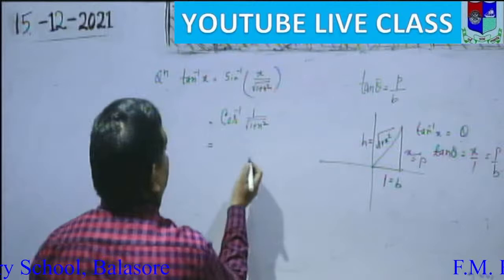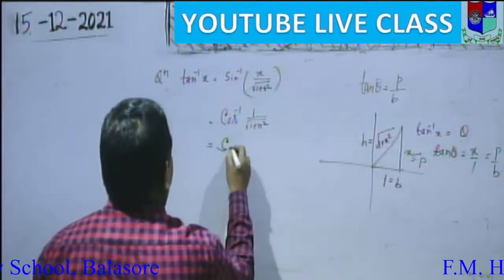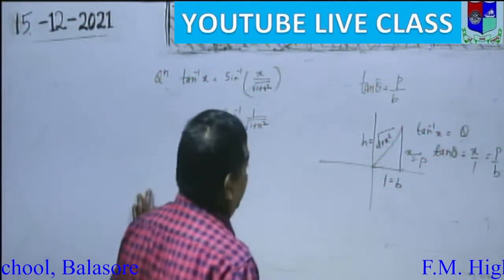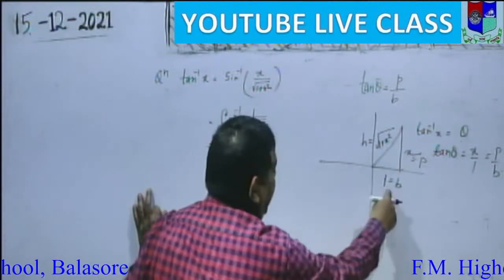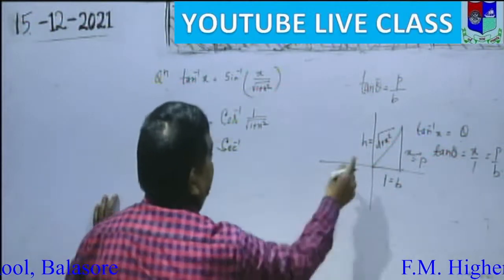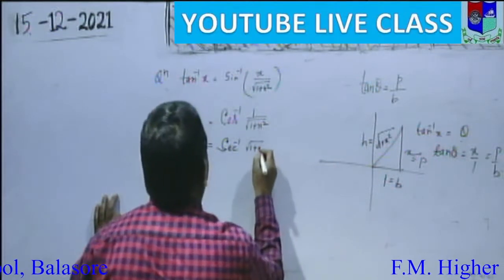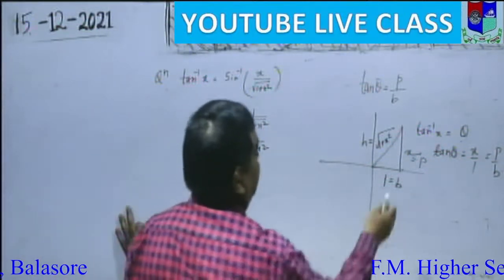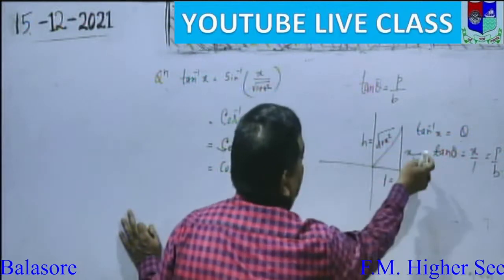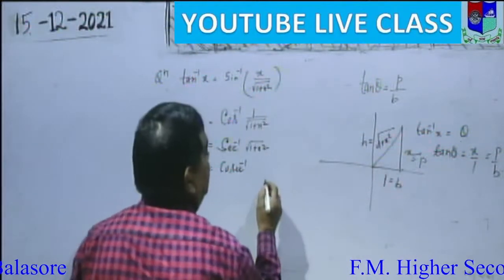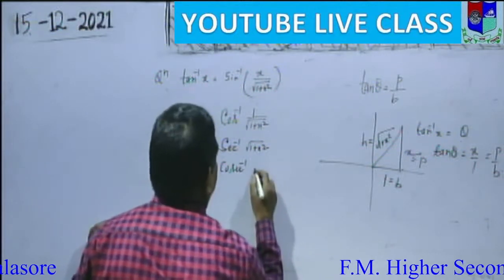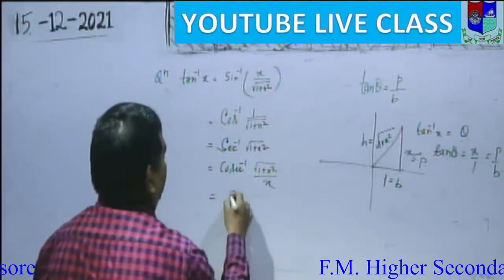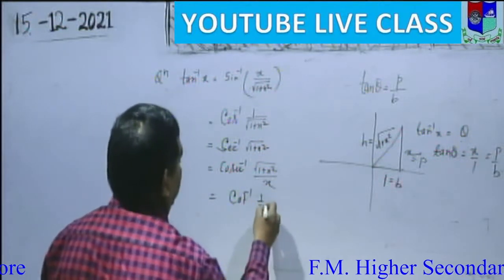Automatically we can get others. Say sec inverse. Sec inverse is just the opposite of cos. That is your H by B. Sec is H by B, root over 1 plus x square. Cosec inverse is the opposite of sin. P by H, it is H by P. H by P is root over 1 plus x square by x, and cot inverse is 1 by x.